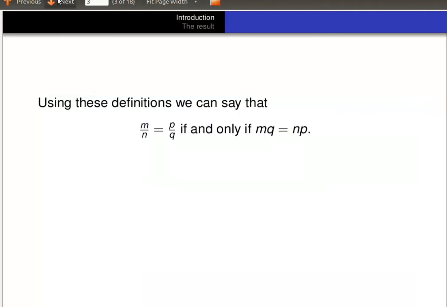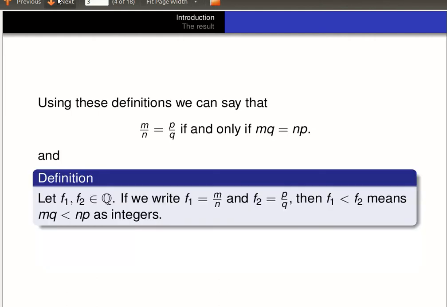Now, with these definitions, we can say that two rational numbers, m over n and p over q, are equal if and only if mq is equal to np. It turns out that because of our definitions, if mq is equal to np, then the infinitely large set of fractions that are equivalent to the fraction m over n is going to be exactly the same as the infinitely large set of fractions that are equivalent to the fraction p over q. So, in other words, the rational number m over n will be equal to the rational number p over q in that case.